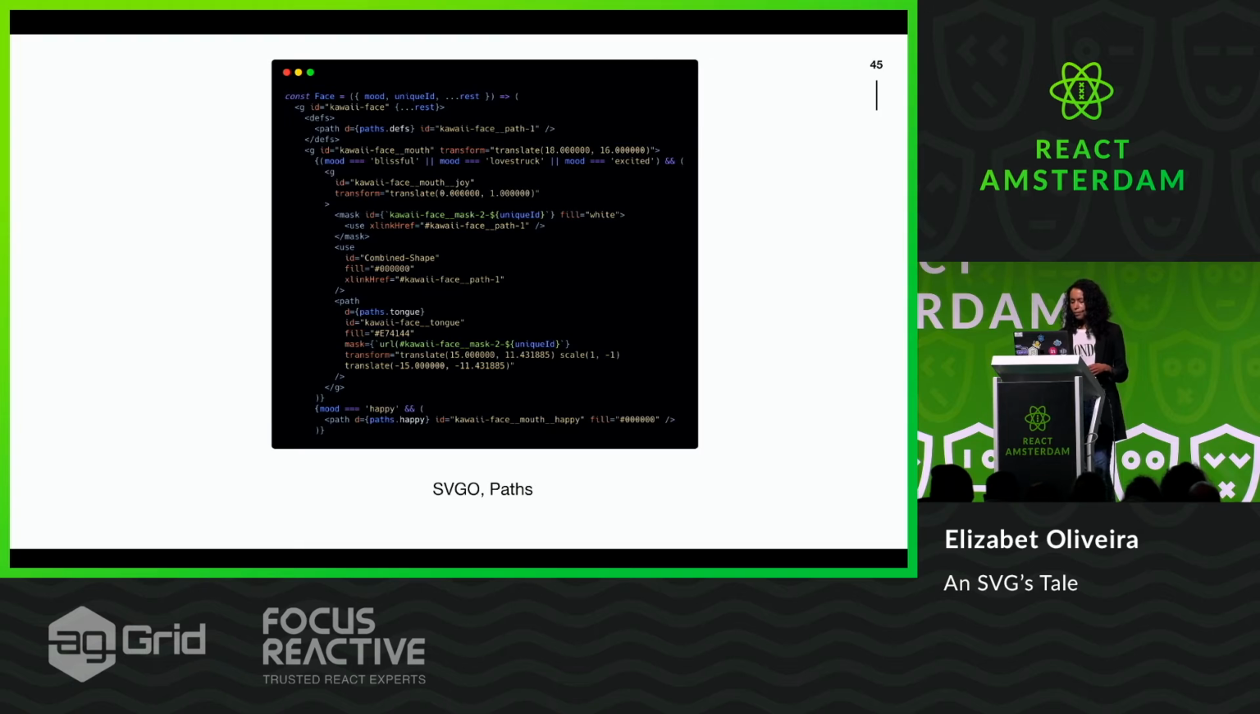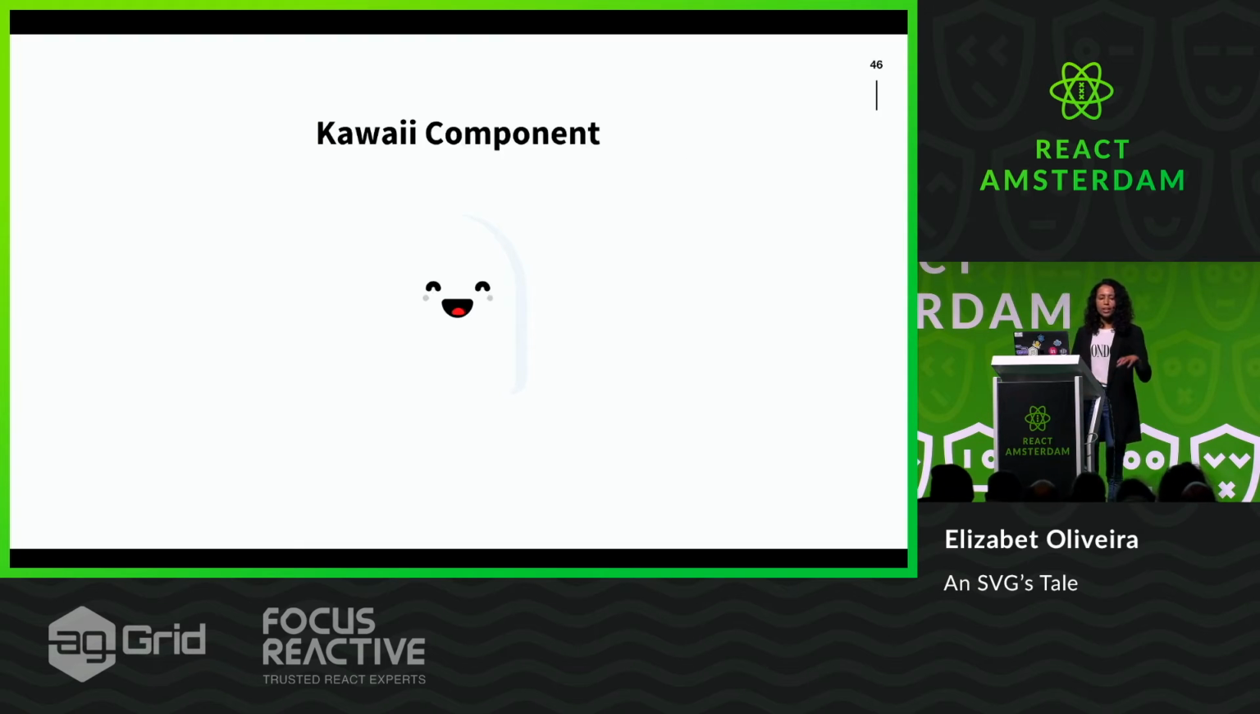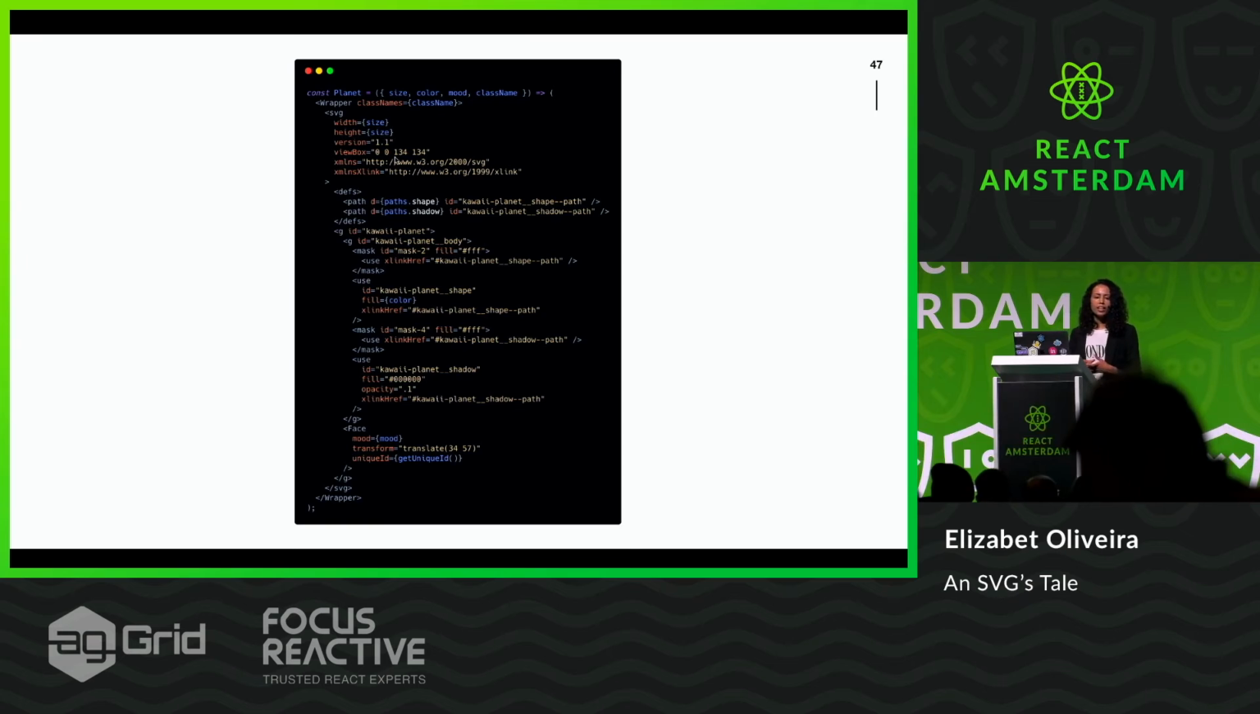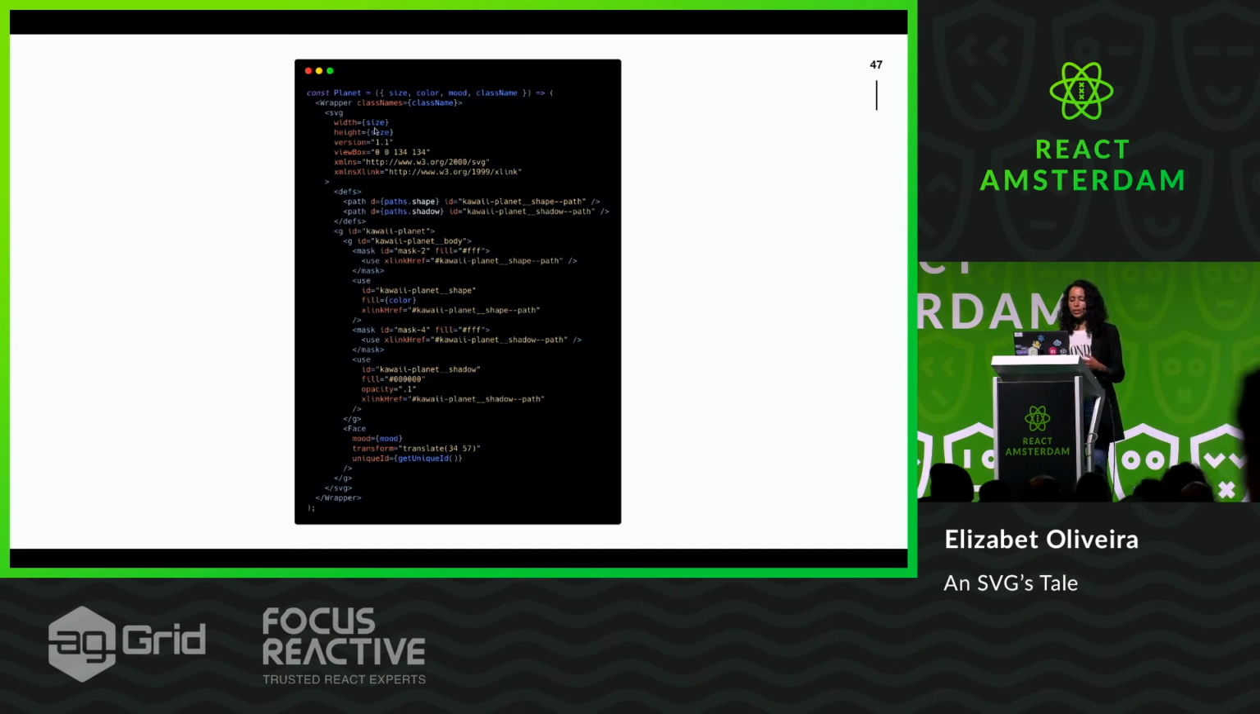So it's just that. And then I have the Kawaii component, and the Kawaii component is basically the body. And inside the body is where the face lives. And the component, in this case, is the planet component. It receives different props, the size, the color, the mood. And I have these properties, width and height, and I'm just replacing them with the size prop. So if the user says the size is 300 pixels, it's going to replace it here. And if it says the mood is sad, it's passed to the face component.